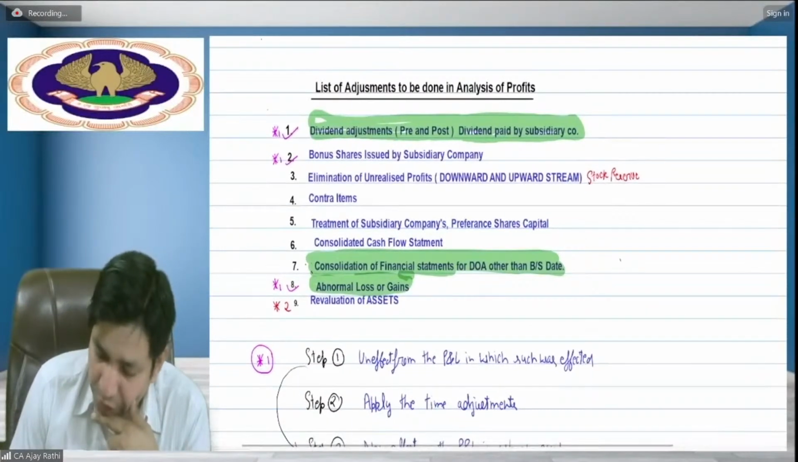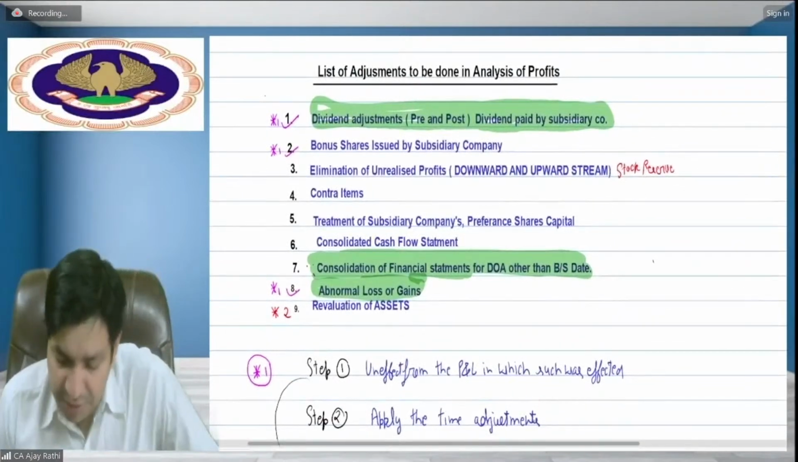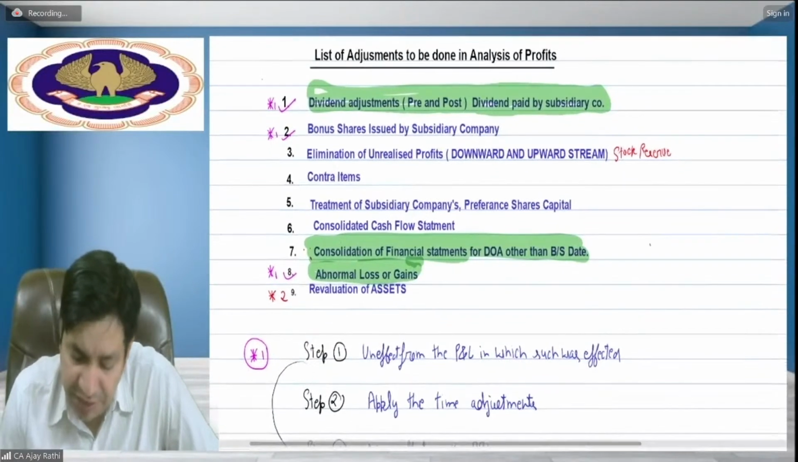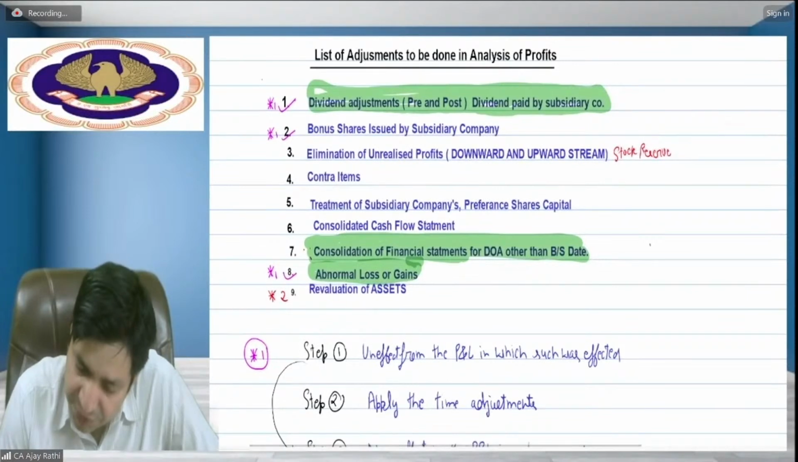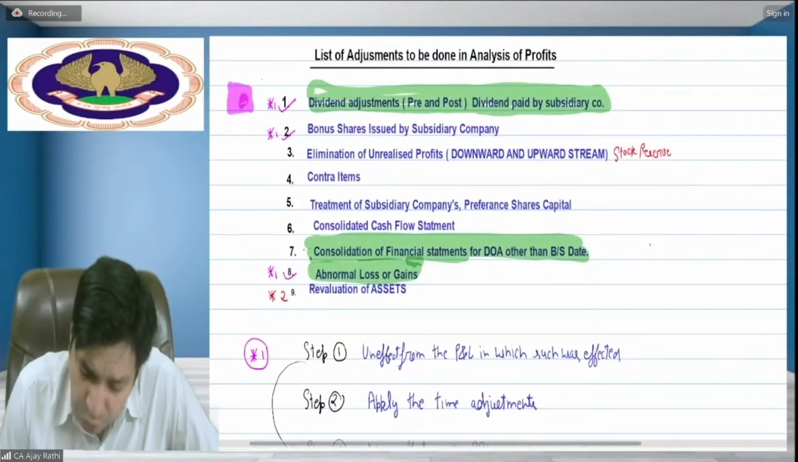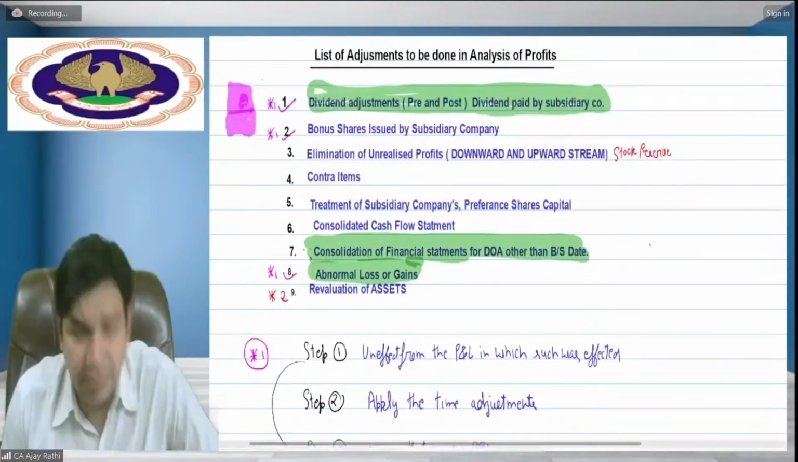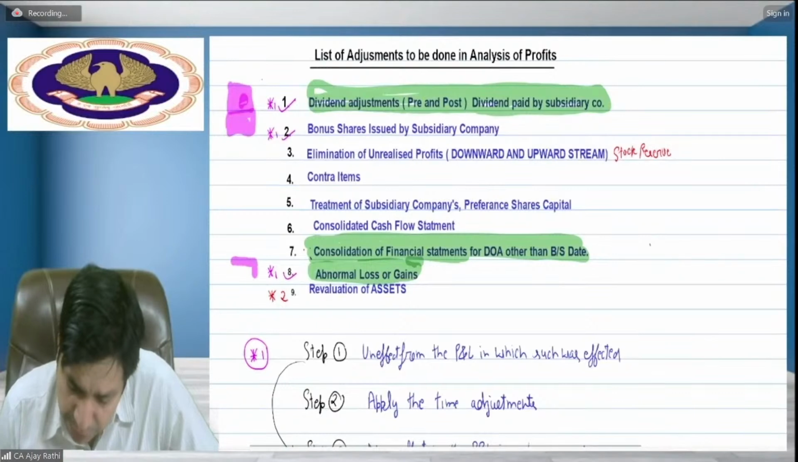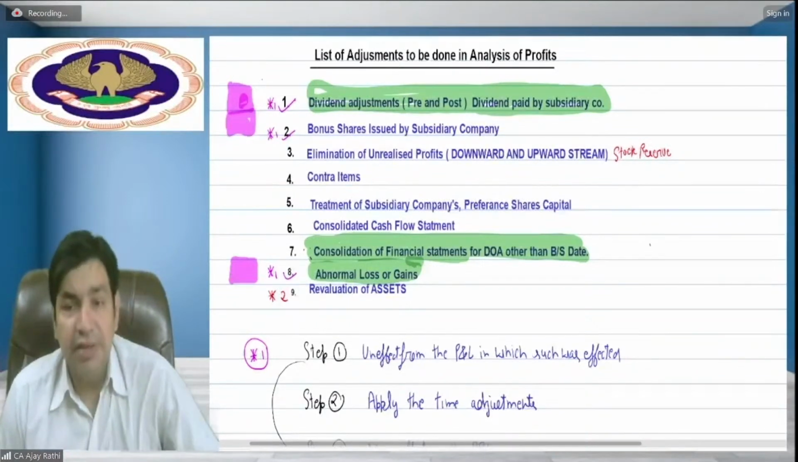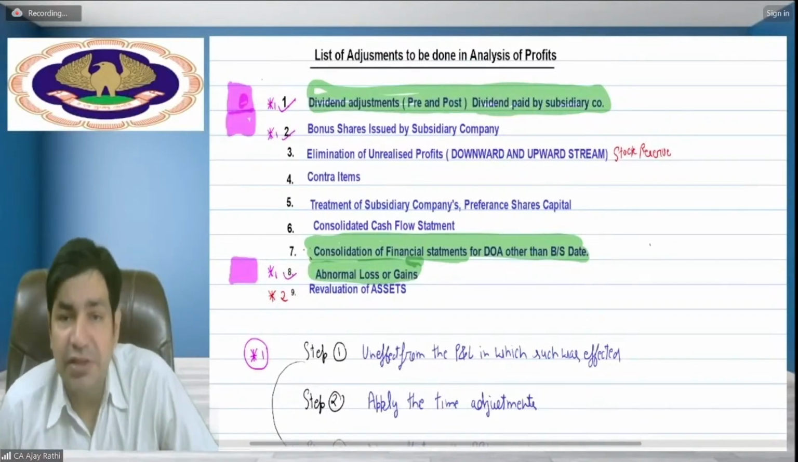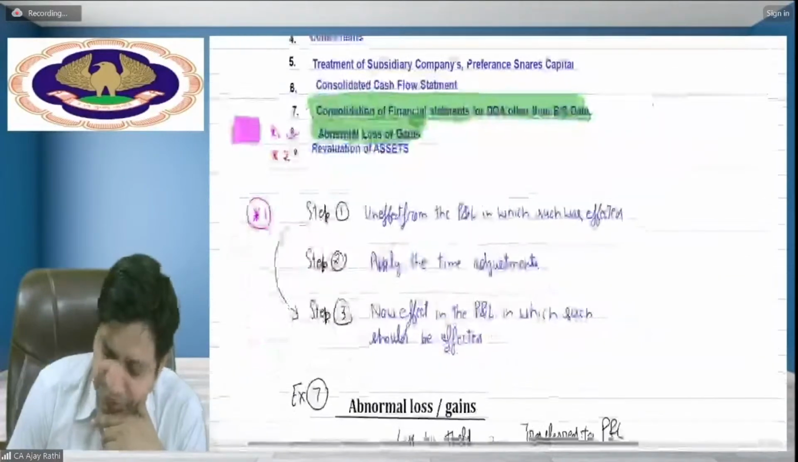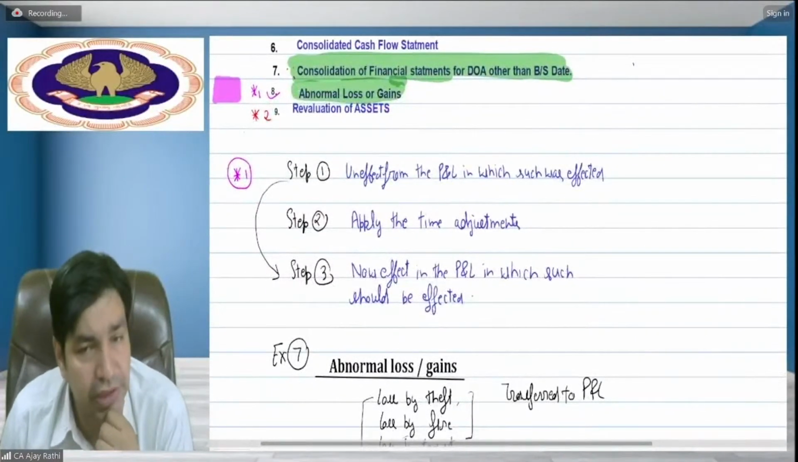See, now the point is, what we did in the last class, we understood that star number one means dividend adjustment, and bonus adjustment, star one, that is adjustment number two. And for abnormal loss or abnormal gain, that is adjustment number 8. For all of these, we have the same steps. Step number 1, first we have to unaffect the profit and loss in which such adjustment was affected.